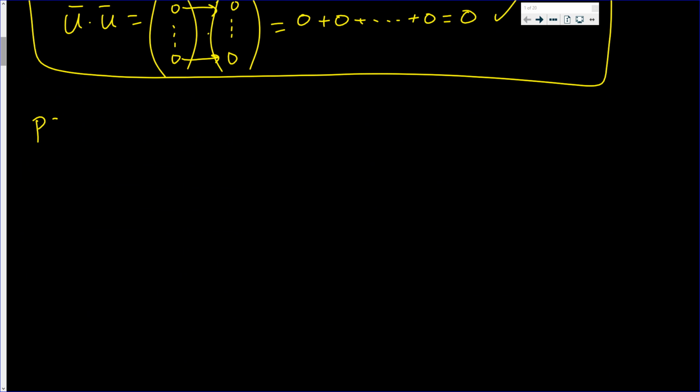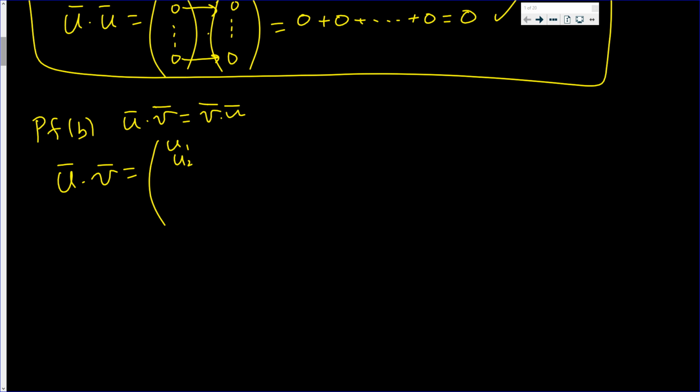Now for B, just so we remember, proof for B, we want to show that u dot v is the same as v dot u. That is, dot product commutes. Okay? So u dot v. Let's say u is u1, u2, up to un. And I define v to be v1, v2, up to vn. You probably should have said that somewhere. Let v be this, let u be that.